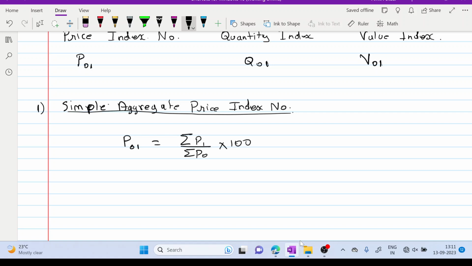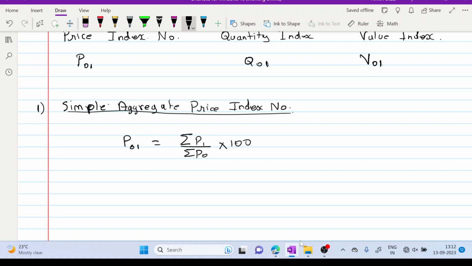That is the summation of the prices in the current year with respect to the summation of the prices in the base year. That's what it was indicating. P1 with respect to the base, P0. Prices in the current year with respect to the prices in the base year, which is 0. So it will be summation P1 upon summation P0 into 100.